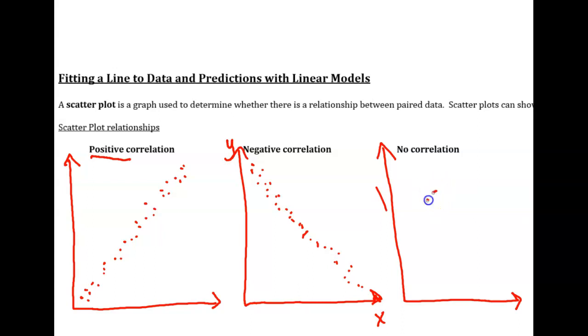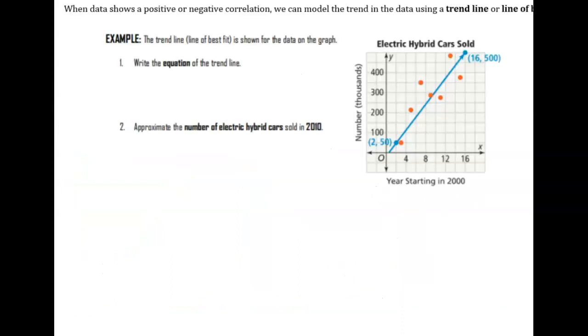And then if data values don't have any correlation, they're just kind of all over the place. So we're going to be using Desmos today, the graphing calculator, and I'm going to show you how to do that. When data shows a positive or negative correlation, we can model the trend in data using the trend line. The trend line is also known as the line of best fit. So you should be looking at your notes for 33A here.